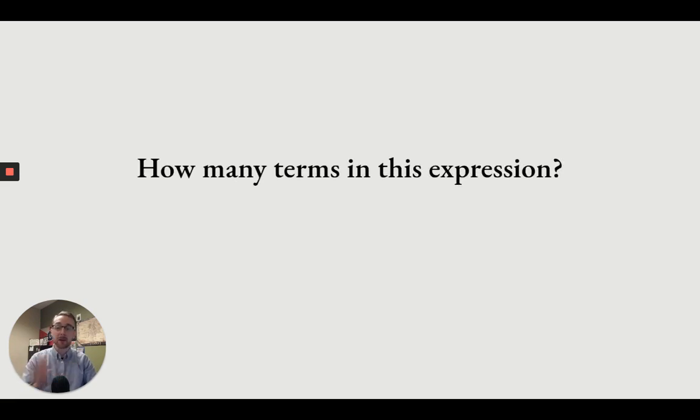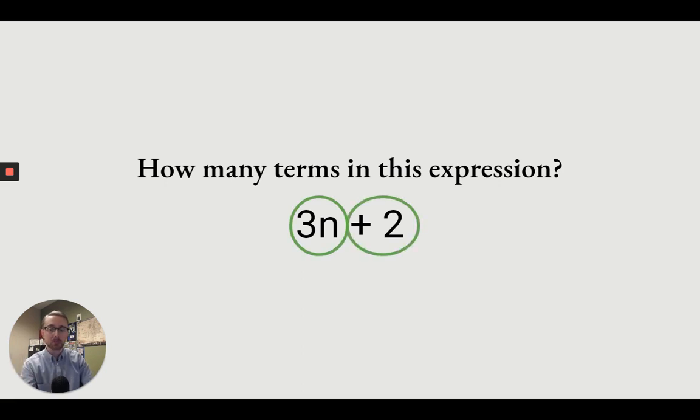So the first thing I want to do is look at a couple of expressions and count the terms. How many terms do you see in these expressions? The first one, 3n plus 2. How many terms are in that expression? And the answer is 2. There are 2 terms here. The first one is 3n, and the second one is positive 2. Notice that plus sign, I've included that with 2 to signify that 2 is positive 2.